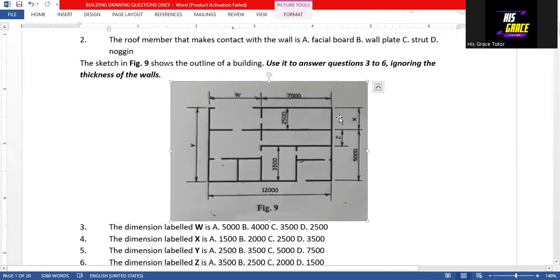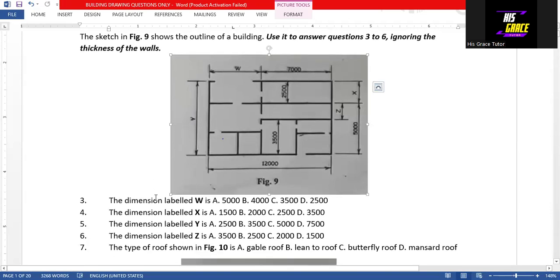We have to use this diagram to answer questions 3 to 6. We are told that the sketch in figure 9 shows the outline of a building. Ignore the thickness of the wall. Question 3 says that dimension label W is, so we have W here, and the total length is 12,000, and from here to here is 7,000. If we subtract 7,000 from 12,000, the answer is 5,000. So option A is the answer to question 3.